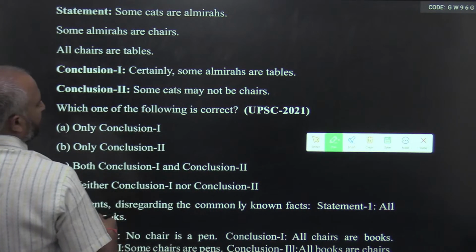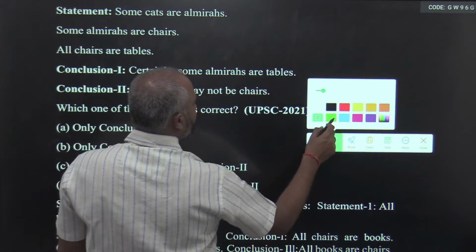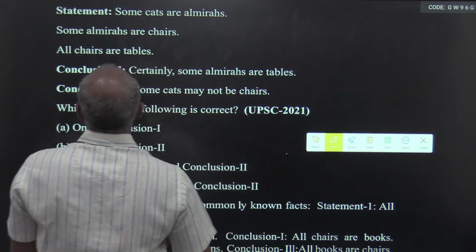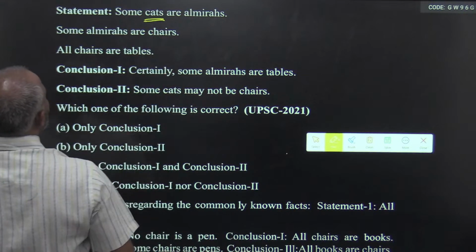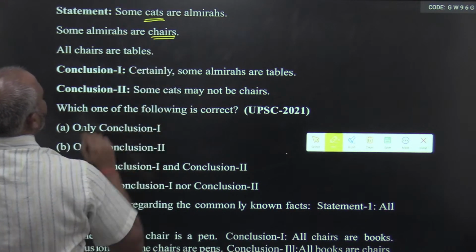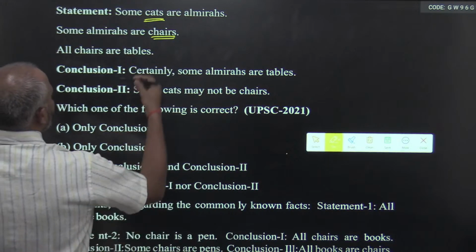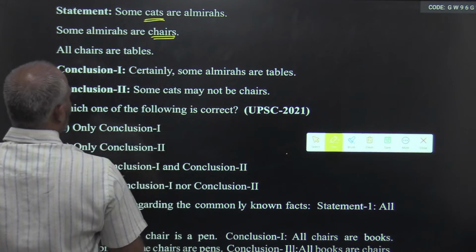Now cats and chairs. Cats are here, chairs are here, cats are here, chairs are here. So the common element is almirahs.